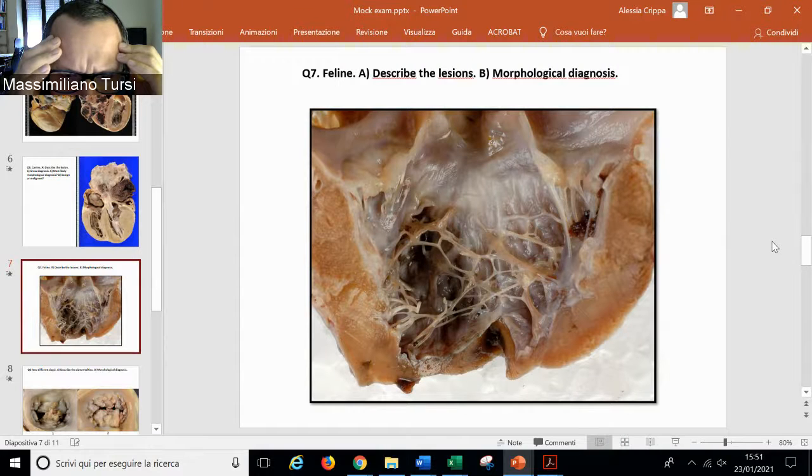And of course, it's very clear, the finding, because we have a network of whitish strand. That's a very, very florid false tendon. But there is also another problem in this ventricle.